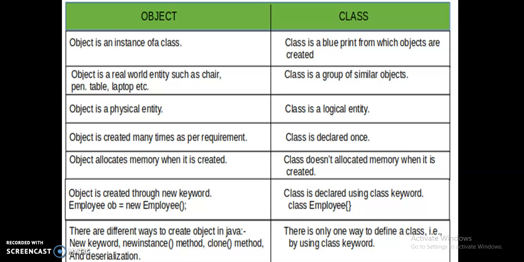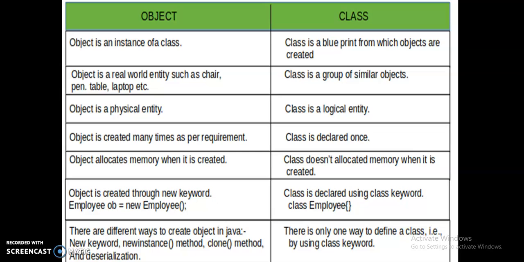So what is called a class and an object? A class is a blueprint from which objects are created, and an object is an instance of the class. For example, an object is a real world entity such as a chair, pen, table, laptop, a fruit, a car, like that. Class is a group of similar objects. Object is a physical entity. Class is a logical entity.